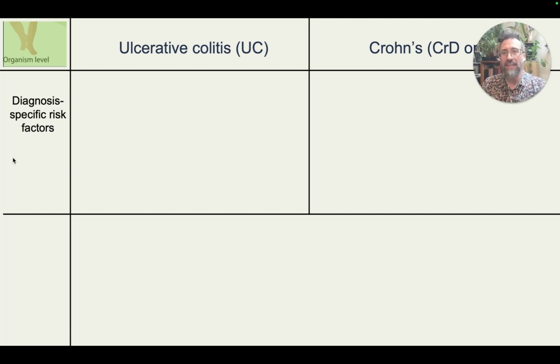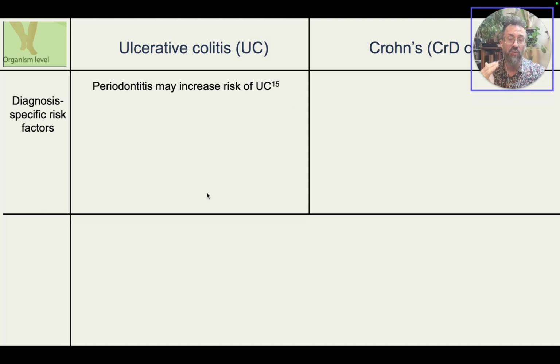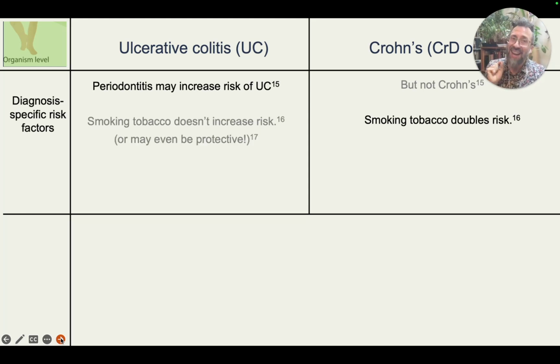Some other risk factors are specific to ulcerative colitis or Crohn's. For ulcerative colitis, periodontitis, gum inflammation, looks like it probably increases risk of ulcerative colitis, but not Crohn's, probably. Smoking tobacco doubles your risk of Crohn's disease, but doesn't seem to increase risk of ulcerative colitis at all. And in fact, some recent studies show it may be protective.